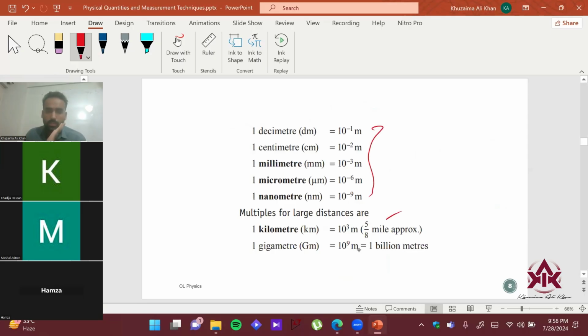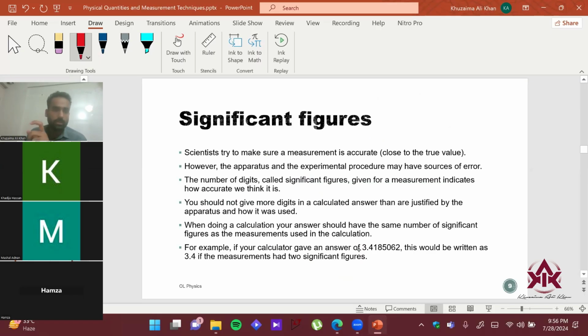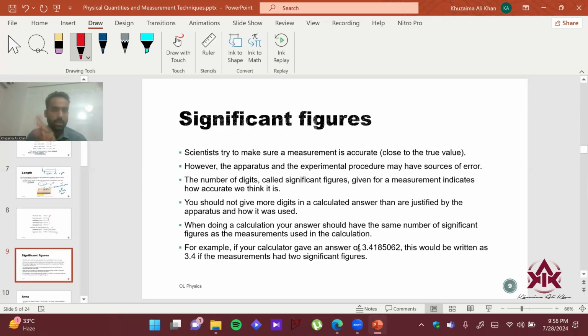Then we have powers in the negative, which we have discussed already. We have discussed what kilo is, what giga is. So this is just a revision. Significant figures, right? This is a pretty important discussion. Let me first skim the content, and then we can have a discussion on this. What is meant by significant figures? Scientists try to make sure a measurement is accurate, close to its true value, which we all do. However, the apparatus and experimental procedure may have some sources of error. Like, let's say if you're measuring lengths over here.